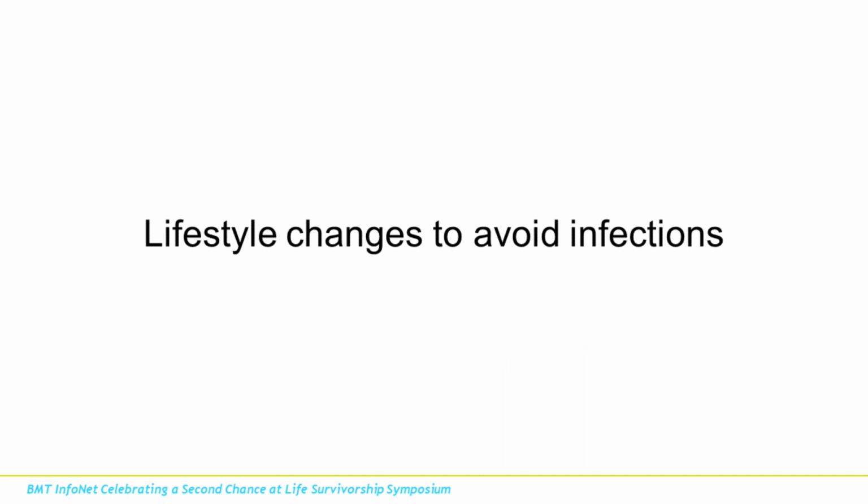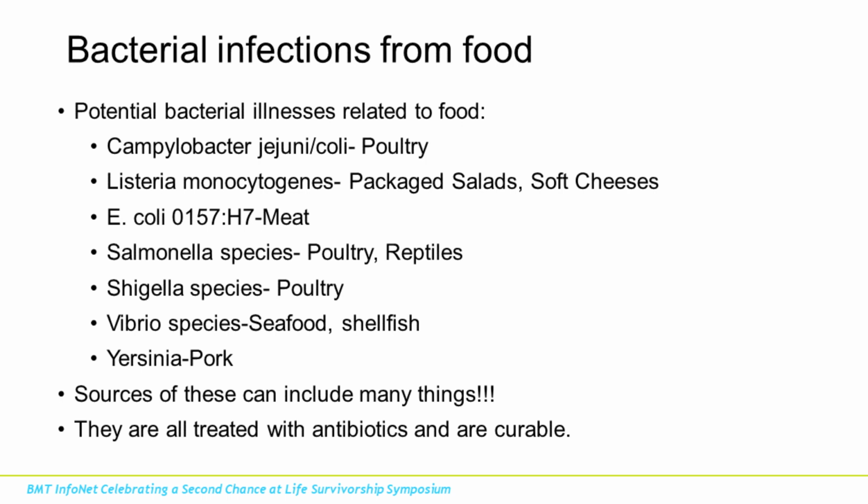So, lifestyle changes, we'll go over that to help minimize risk of infections. Bacterial infections are a very common thing we see. As you can see, I've listed a few: Campylobacter, Listeria, E. coli, Salmonella, Shigella, Vibrio, and Yersinia. These are all foodborne pathogens that we can get, and they can actually cause disseminated infections in a few of these.